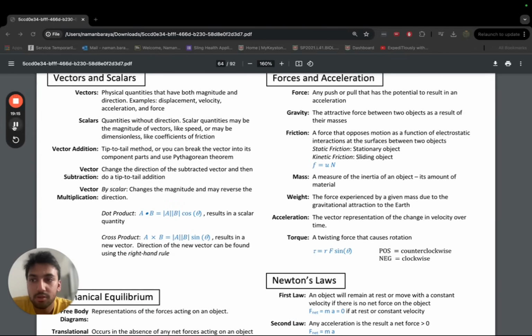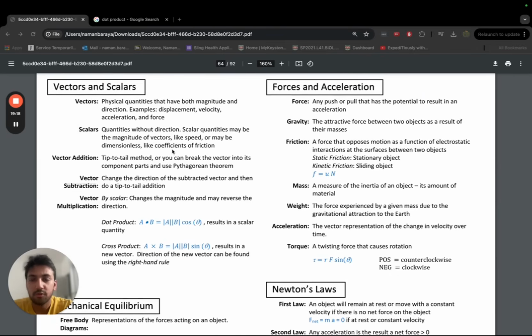And the final thing I want to mention about torque is that this is going to be a vector that is the cross product of r and F, and so you need to use the right hand rule to figure out the direction in which the torque is going.